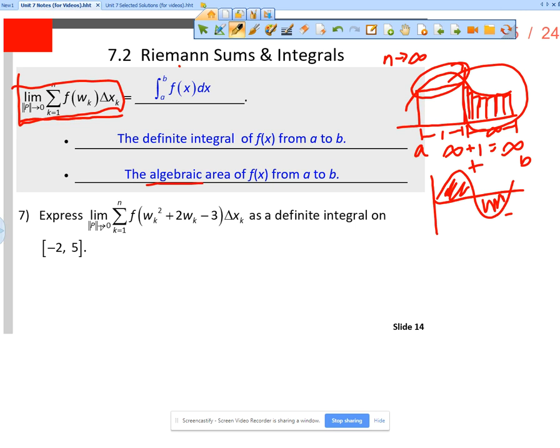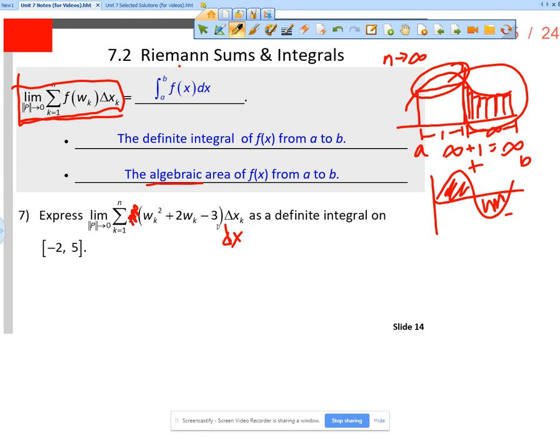The first thing that we want to do is understand the limit definition of the definite integral. There's a slight typo; there should not be an F right there. So the limit as the norm of the partition approaches 0 of the sum from k equals 1 to n of w sub k squared plus 2 times w sub k minus 3 times delta x sub k. What we need to recognize is that the delta x sub k just stands for the dx, the with respect to x, the infinitely thin width of the rectangle.